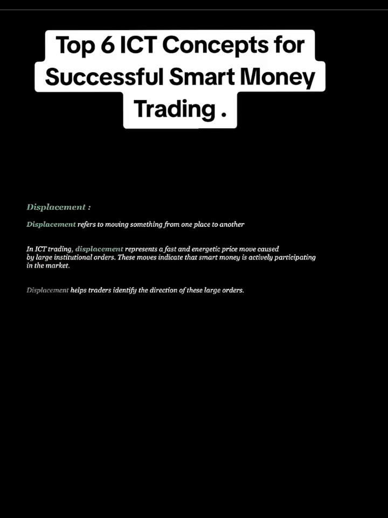Next on the list, displacement, a key ICT concept. Displacement refers to moving something from one place to another. In ICT trading, displacement represents a fast and energetic price move caused by large institutional orders. These moves indicate that smart money is actively participating in the market. Displacement helps traders identify the direction of these large orders.